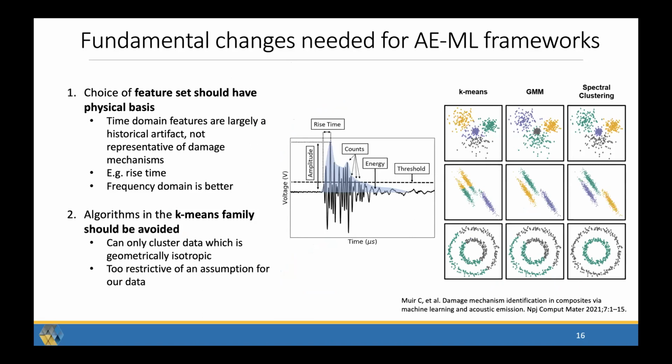Time domain features are not representative. They're largely a historical artifact of the literature. And frequency domain is a better representation of the physical basis where the features are coming from. Also, algorithms in the k-means family should be avoided. It's a Euclidean, kind of flat geometry for k-means. It's a super robust algorithm, but it doesn't work on certain data types. And this is one of them, because it can only cluster data which is geometrically isotropic.